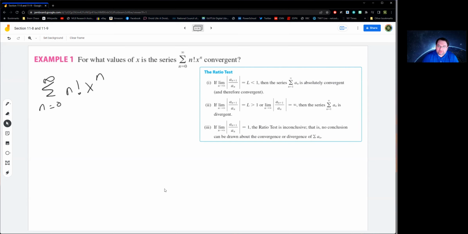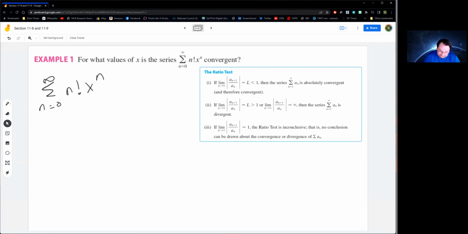So you see I have the ratio test here. The ratio test is probably going to be one of the main ways that we're going to determine where things are convergent, because it gives you that range of values. So remember, for the ratio test, if the limit is less than 1, it is absolutely convergent. If the limit is greater than 1 or goes to infinity, it is divergent. And if it equals 1, we don't know.